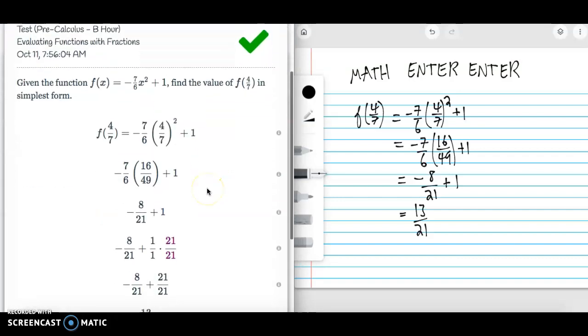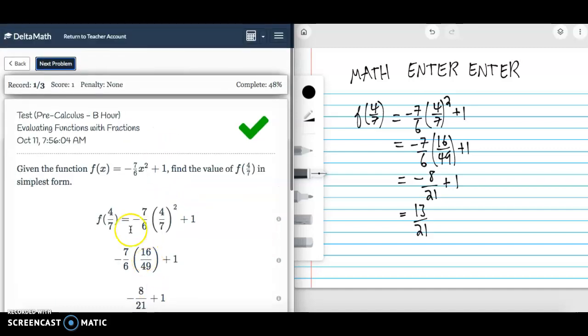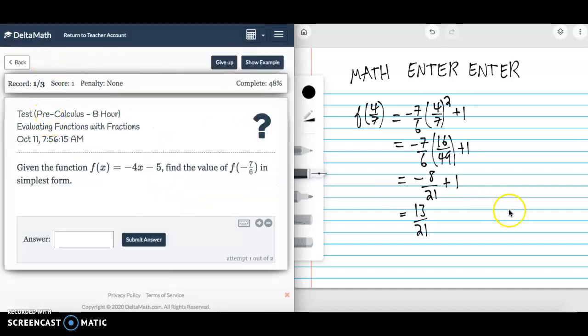Beautiful. And again, it'll do the whole explanation for you as well. They even show you without a calculator how to get your common denominators if you're just going to add that 1 and how you get to 13/21. All right, let's try another one of those.